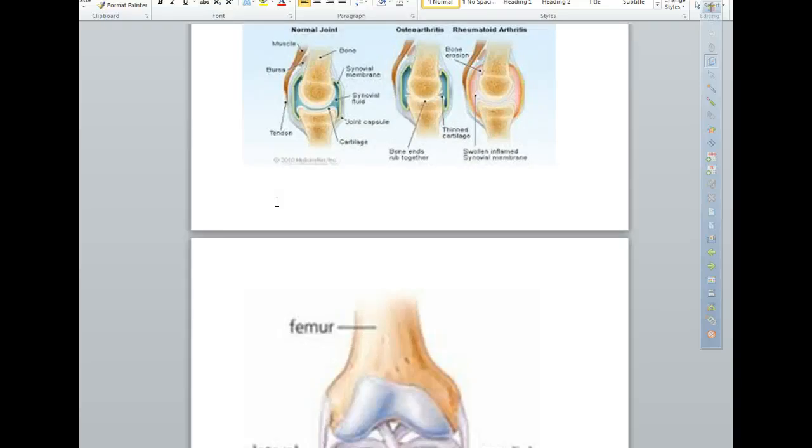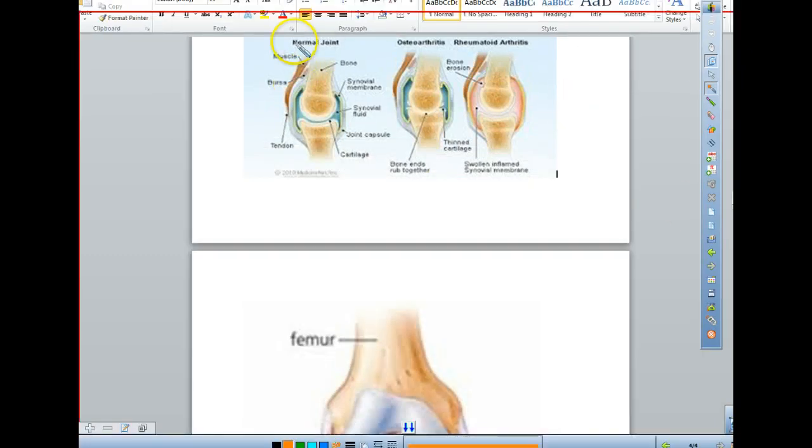I'm going to highlight this because it is talking about a normal joint, osteoarthritis and rheumatoid arthritis. Osteoarthritis is bones rubbing together, so you end up with bone on bone, and osteo means kind of an old age thing. This is thin cartilage wearing away. This picture looks different than this one, right? You have lots of swelling going on here. Rheumatoid is really referring to inflammation.